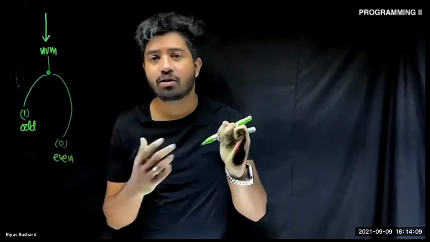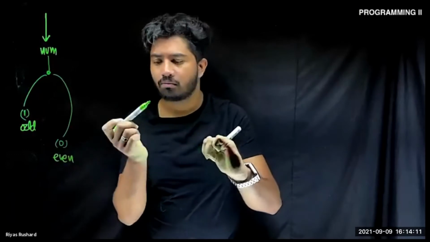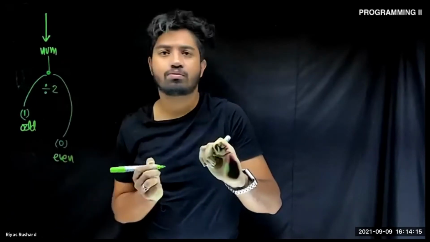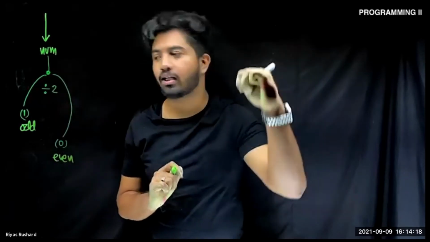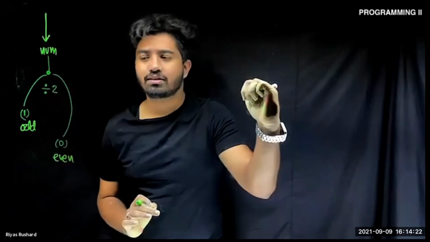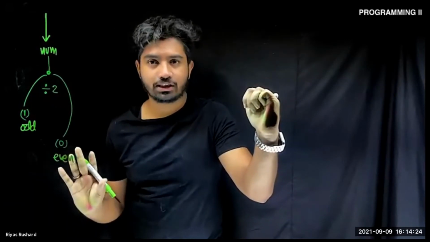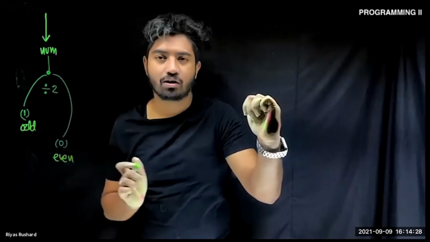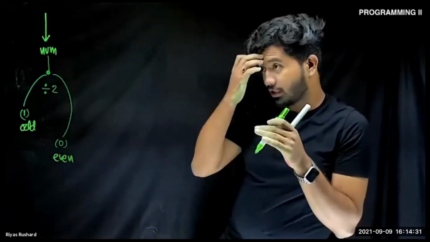To get the remainder, we divide by 2. So you divide it by 2. With that divide by 2, if the remainder is 1, we call it odd. If the remainder is 0, we call it even. This is the basic logic to find the input and output. Sorry, even or odd. Shall we do the same thing here?